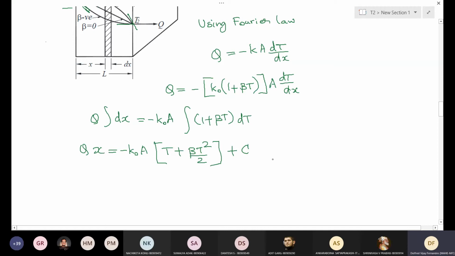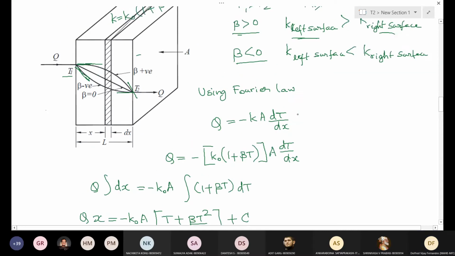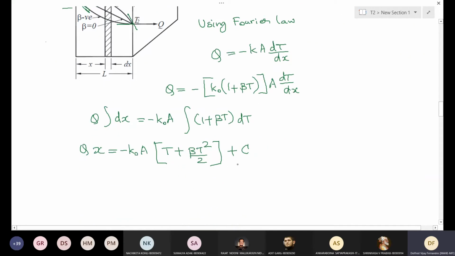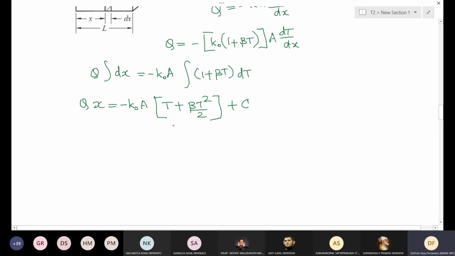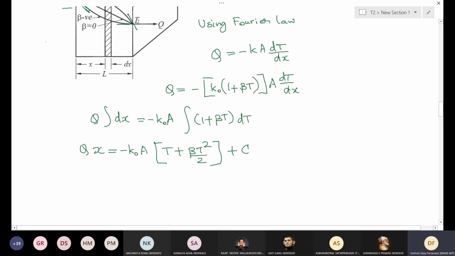Any problem here? No, right? Tell me, are you following it or not? Yes, sir. We just have the problem with the thermal conductivity: it is not a constant value, but a function of temperature. That's all. So when you integrate, you will get this function. Now apply the boundary conditions. We know at x equal to 0.